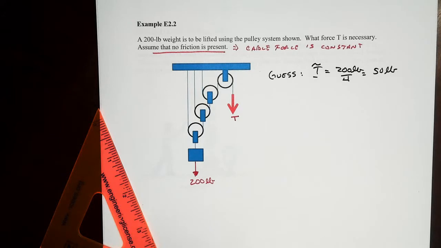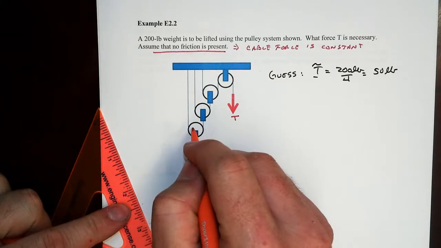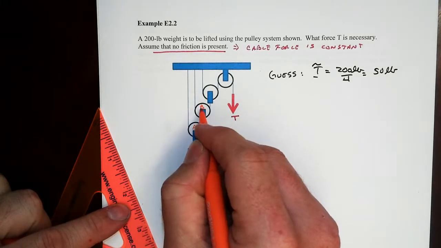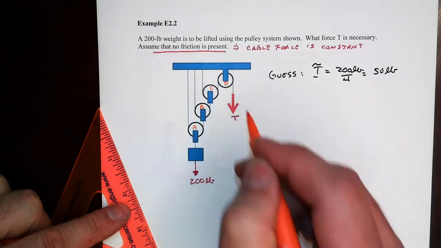This little underline was just a mistake, an erratum. Now, the way you really figure this out is to do free body diagrams of the individual pulleys. So let's label them A, B, C, and D.